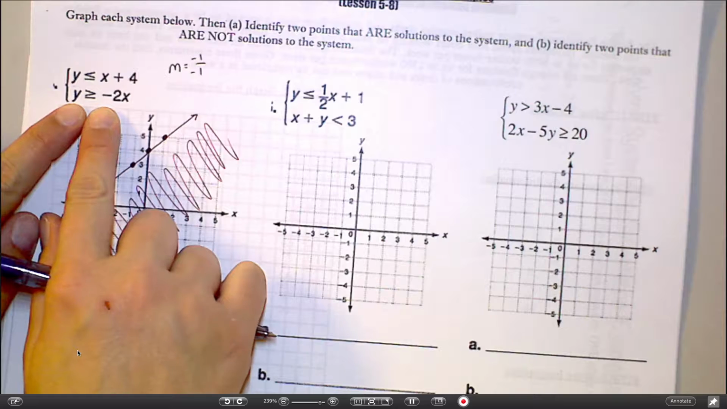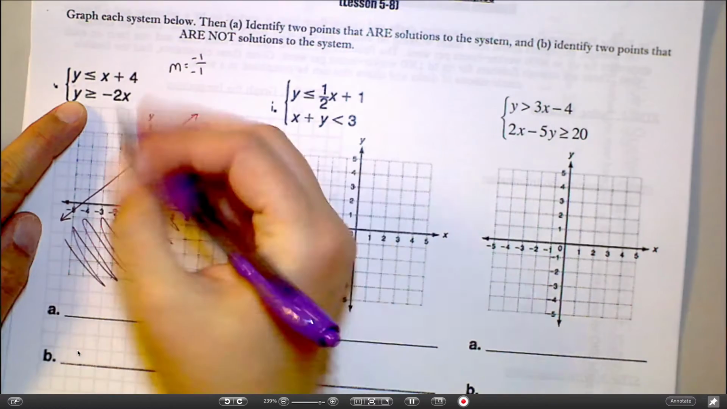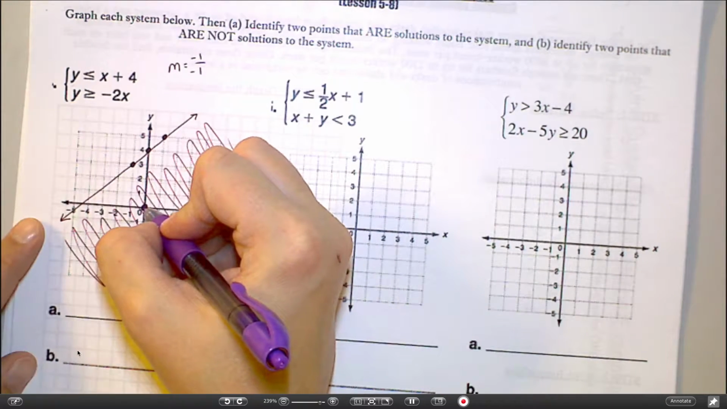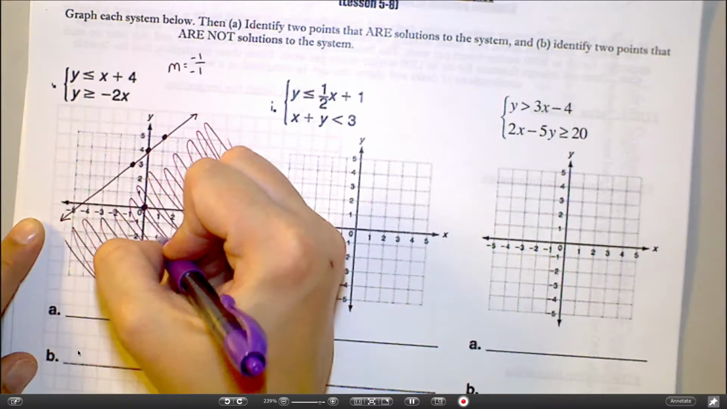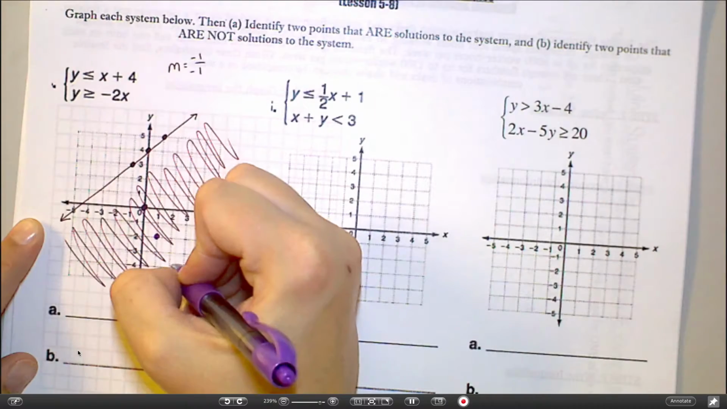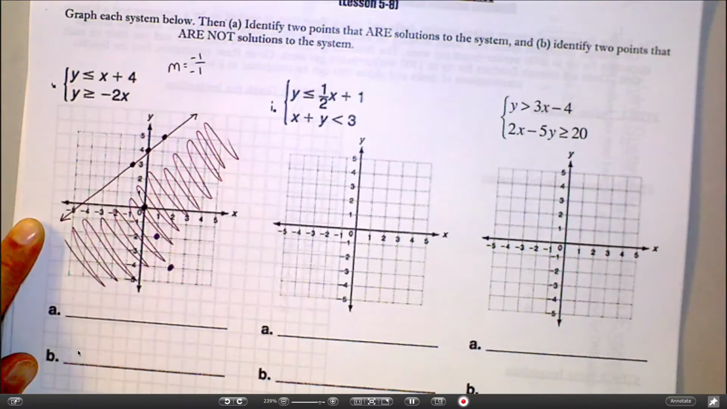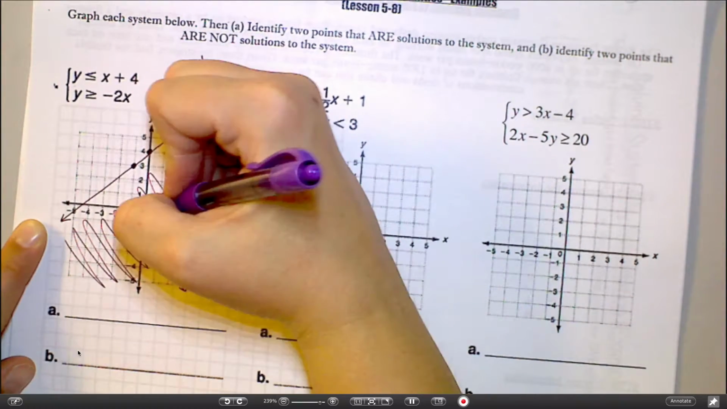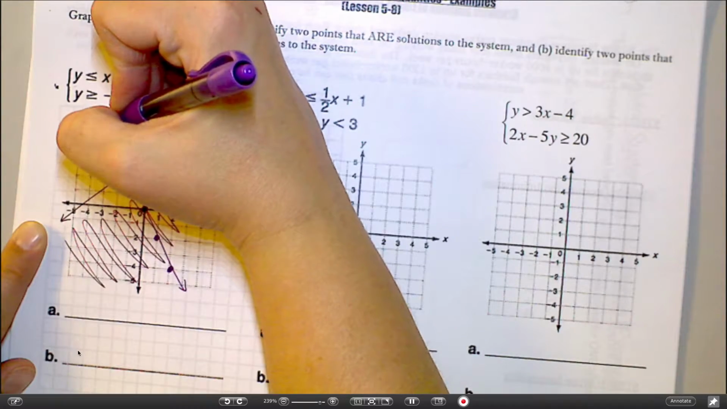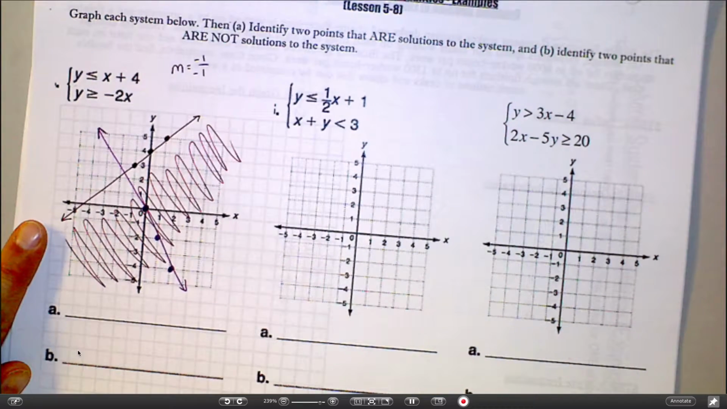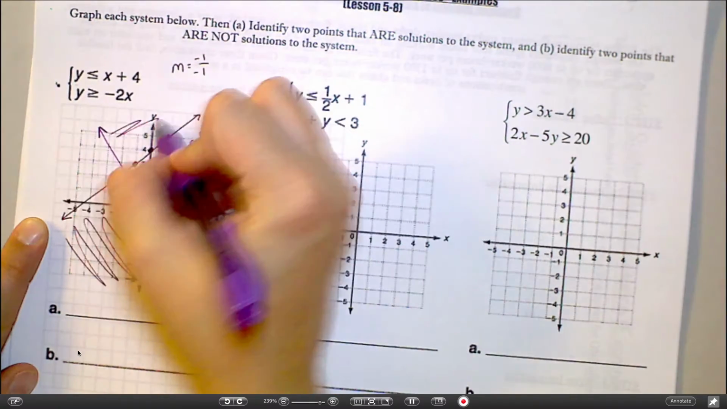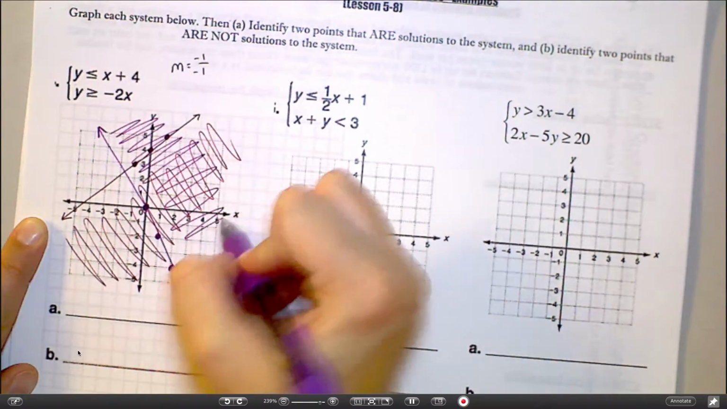Now let's look at the second one. Where's that graph going to start? 0, 0. My slope is -2 over 1. So that's down 2 and over 1. Down 2 and over 1. And then what kind of line am I drawing? Solid. And then am I shading above or below? Above, because that's greater than. You want to make sure you go everywhere above the purple line, so all of this.